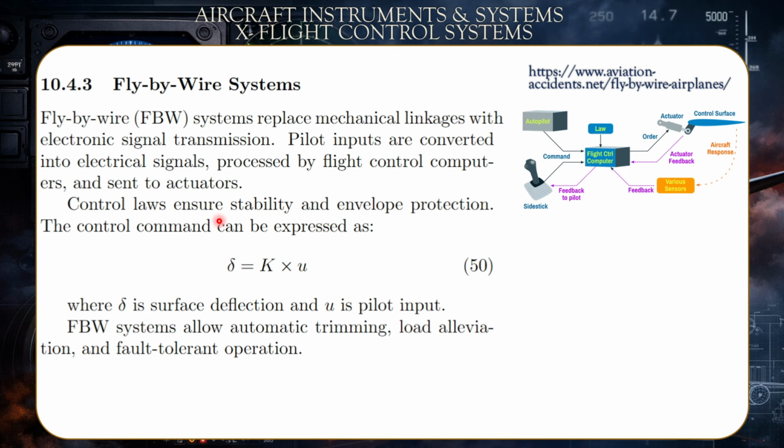Now, the control laws ensure stability and envelope protection. The control command can be expressed as delta equal K multiplied by U, where delta is the surface deflection and U is the pilot input. They should be proportional. FBW systems allow automatic trimming, load alleviation from the pilot, relieving the pilot from burden, and fault-tolerant operation.